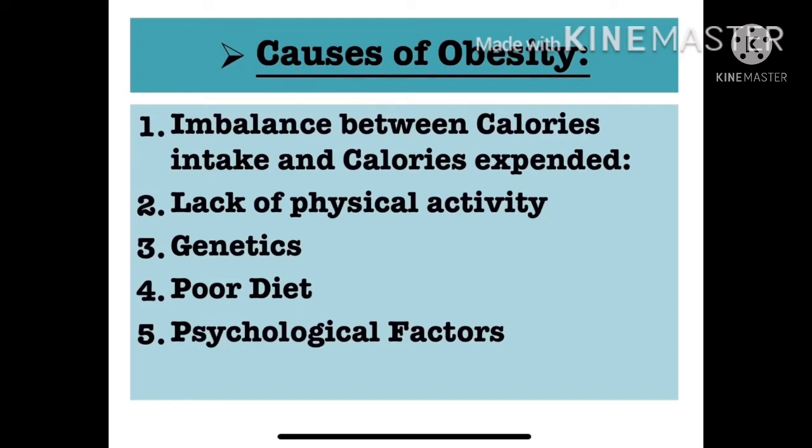There are some rare genetic conditions that can cause obesity. A person is more likely to be obese if one or both of the parents are obese. Fourth is poor diet.